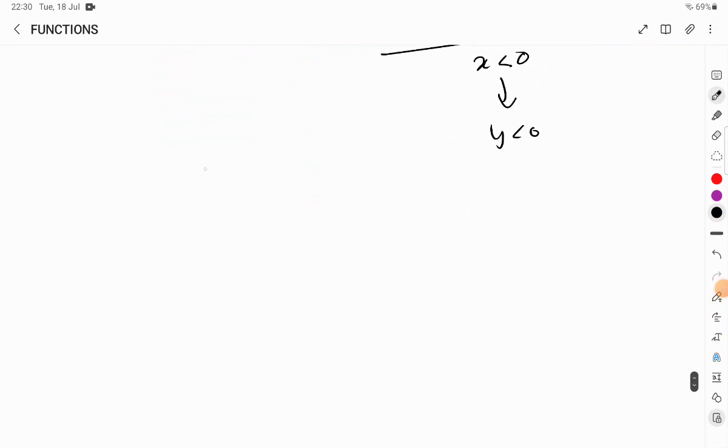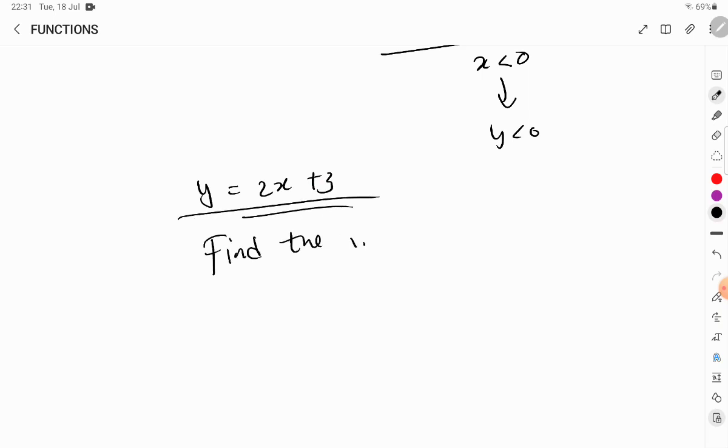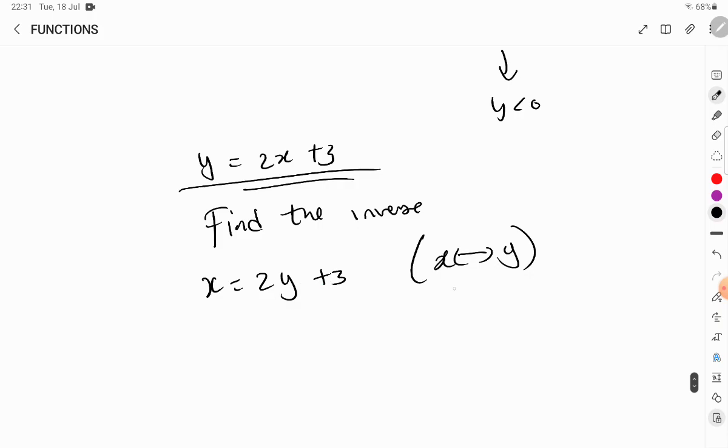What if now you have y is equal to 2x plus 3? You want to find the inverse. First thing first, again, here you're going to interchange your y and x. So this is going to be x is equal to 2y plus 3. So don't forget, this is you interchanging x and y. Next up is you make y the subject.